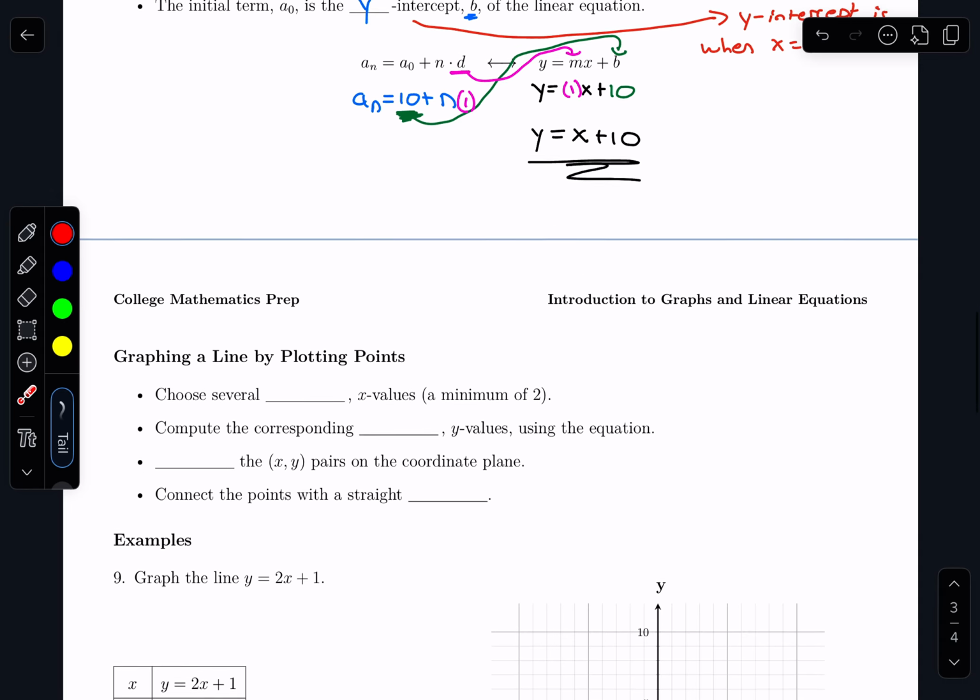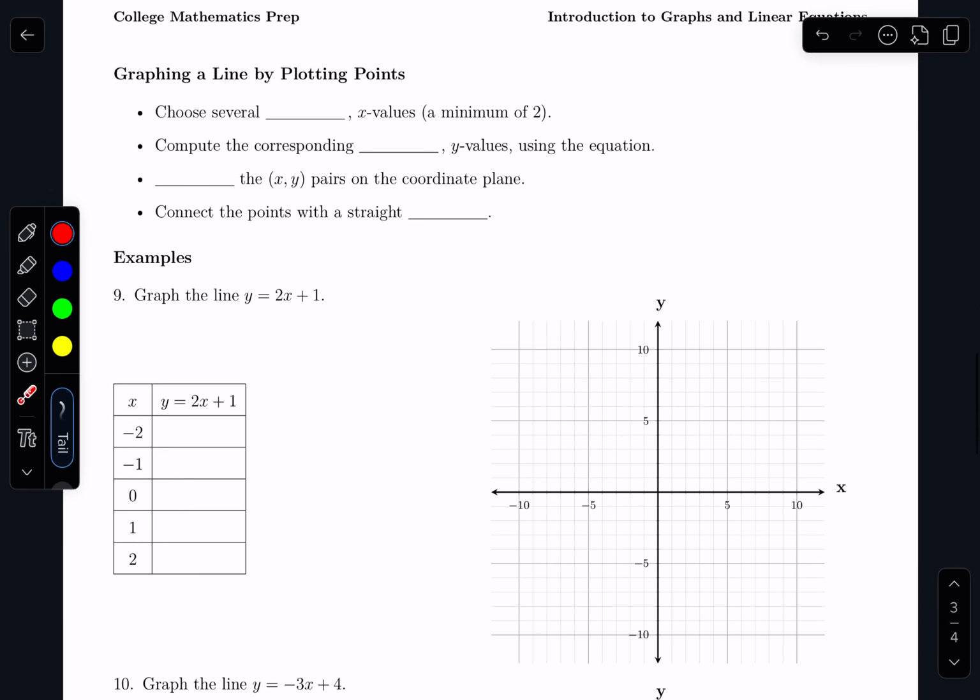All right, so now moving on, let's go ahead and learn how to actually graph a line. As we move forward in this class, we're going to learn a few different methods for graphing a line, but those are going to be in future lessons. Today, we are going to graph lines purely by plotting points and connecting the dots. So the way we're going to do this is just like how we had a table of values for the arithmetic sequence on the previous page, we're going to make a table of values for each linear equation.